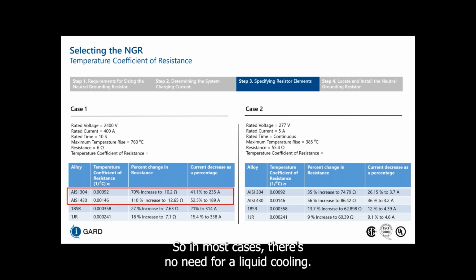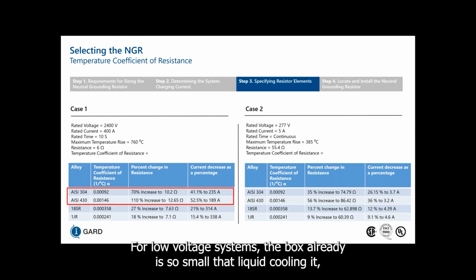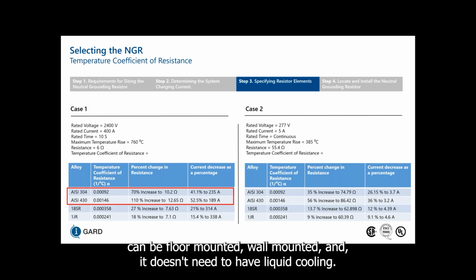So in most cases, there's no need for liquid cooling resistor unless you're holding the fault current indefinitely. For low voltage systems, the box already is so small that liquid cooling it doesn't really provide an advantage, because our resistor is really small. It can be floor mounted, wall mounted, and it doesn't need to have liquid cooling in this case.